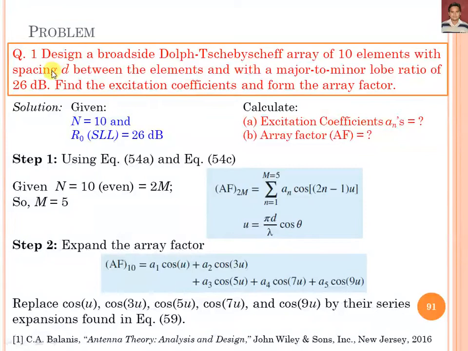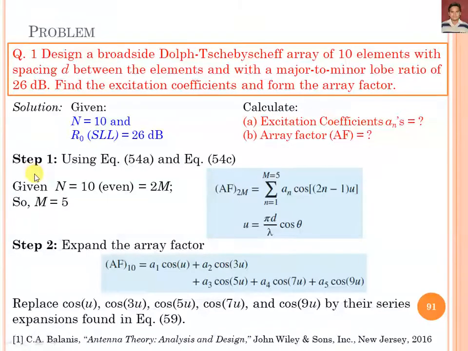With this problem we are going to understand the design procedure of a Chebyshev array. In this problem, the number of elements N is equal to 10, and the major to minor side lobe ratio, which we can also call SLL, or represent by R naught, is equal to 26 dB. We need to calculate the excitation coefficient and array factor of this problem.